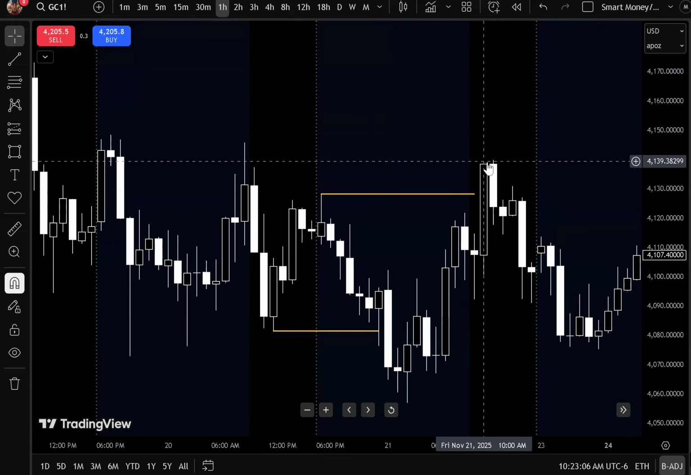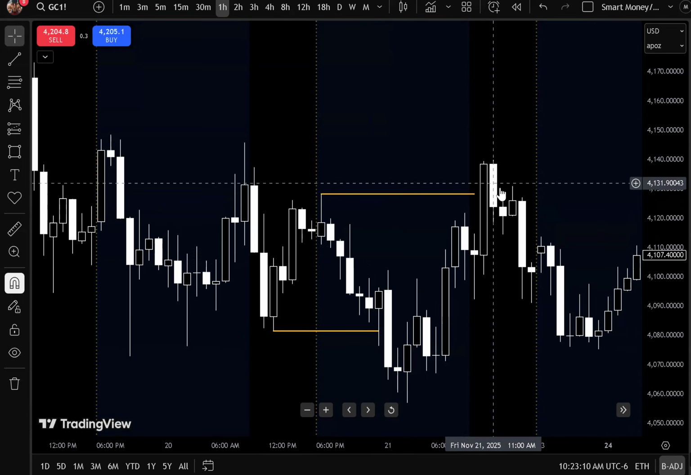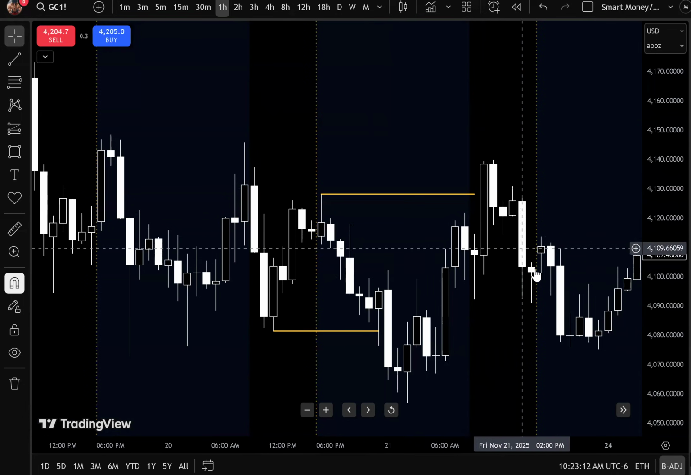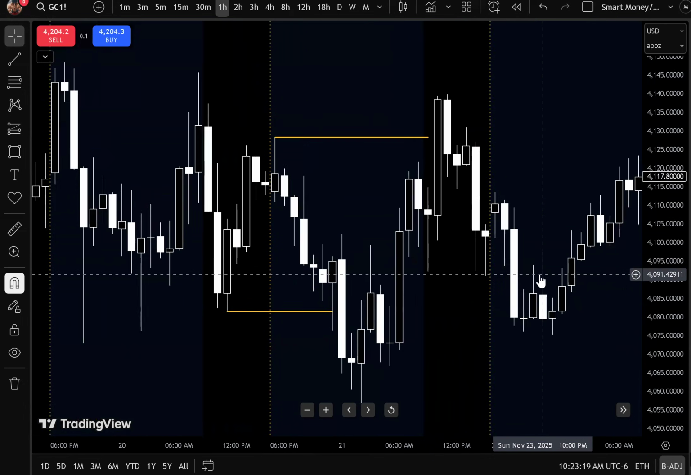Right. So now we're going to flip. So now we're going to look, as price starts coming down, pulling back, correction, we're looking for fair value gap, order block.